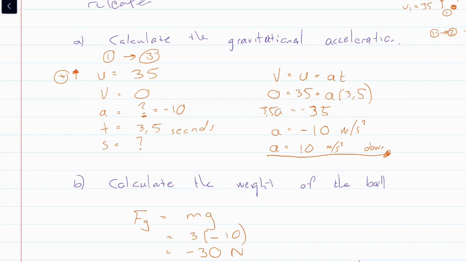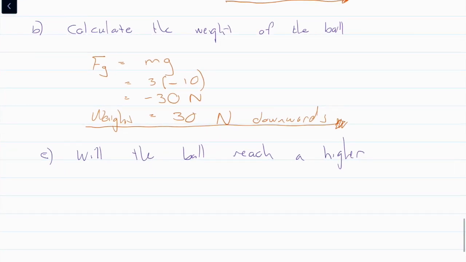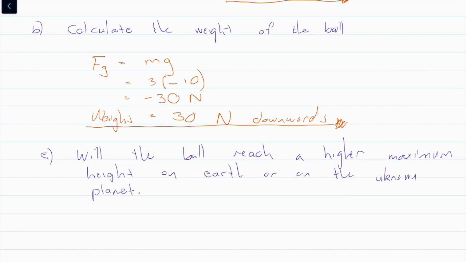The next question is going to be in purple. So question C. Will the ball reach a higher maximum height on Earth or on the unknown planet? Basically, we need to do 2 UVATs and calculate this, right? Because we have enough information.